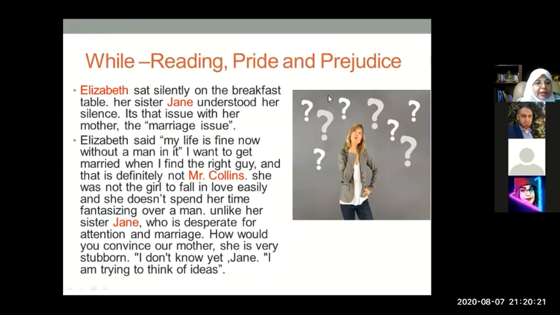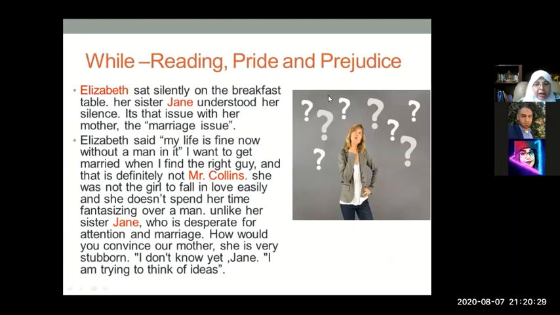Elizabeth sat silently at the breakfast table. Her sister Jane understood her silence. It's that issue with her mother, the marriage issue. Elizabeth said, my life is fine now without a man in it. I want to get married when I find the right guy, and that is definitely not Mr. Collins. She was not the girl to fall in love easily, and she doesn't spend her time fascinating over a man. Unlike her sister Jane, who is desperate for attention and marriage. How would you convince our mother? She is very stubborn. I don't know yet, Jane. I am trying to think of ideas.